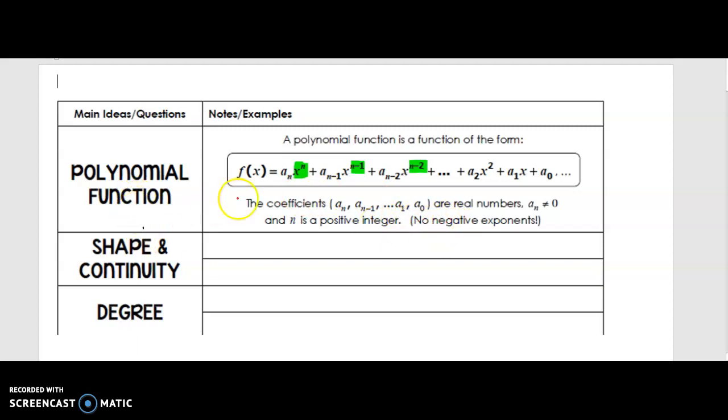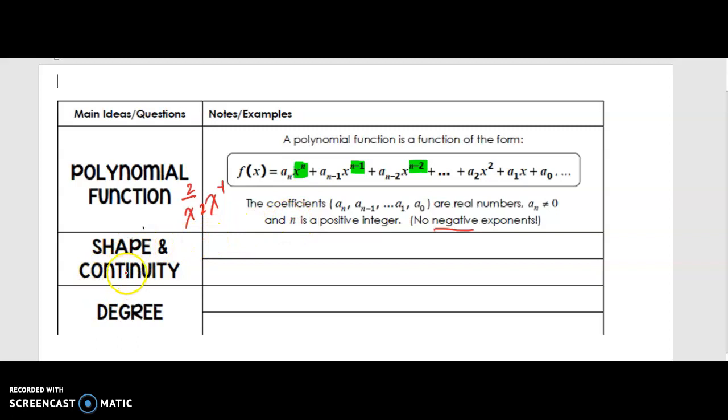Meaning you cannot have something like 2 over x. This cannot be a polynomial according to the polynomial function's definition, which usually shows up as 2 times x to the n minus 1. So x to negative exponents are not allowed in polynomial functions. So in Math Excel, you'll see some questions like that where there's a negative exponent and we would not select that as a polynomial function.